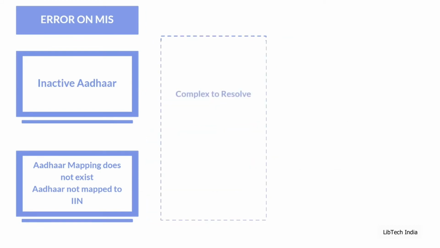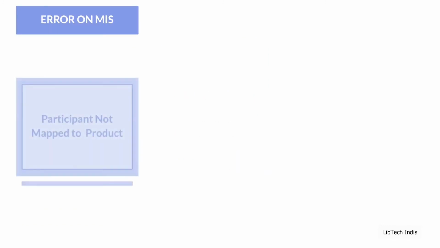These issues are particularly complex because many rural bankers do not know how to relink the Aadhaar. At times, the bank may have to remove the Aadhaar number from the account completely and start the linking process all over again. The next issue is participant not mapped to product.